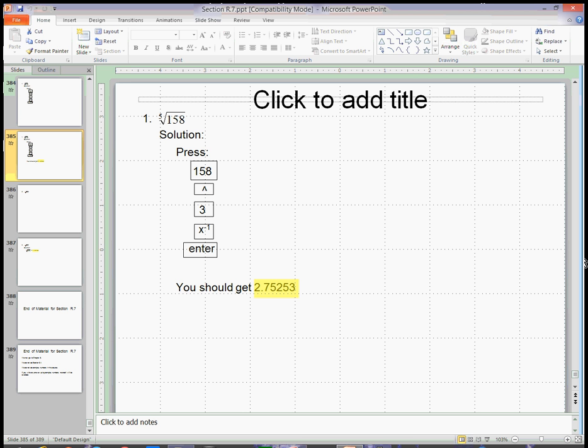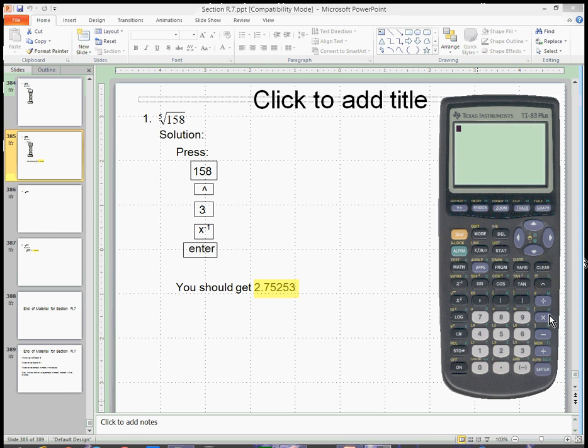Again, if I did it here, clear this stuff out. 158 raised to 5, x inverse, enter.